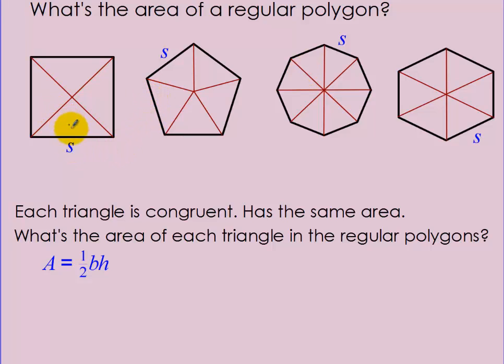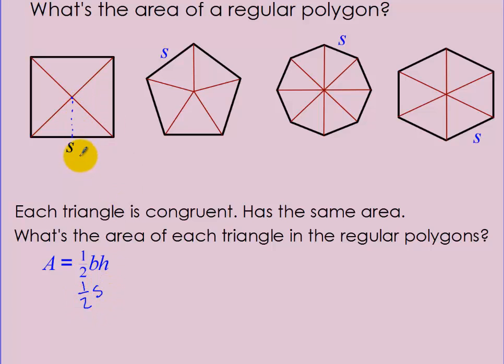We can find the area of each of these polygons. Each of those triangles is congruent. They have the same area, the same sides and the same angles. So to find the area of the whole polygon, we have to find the area of each triangle. The formula for the area of a triangle is 1/2 base times height. In all of these, the base is going to be s. So we have 1/2 times s.